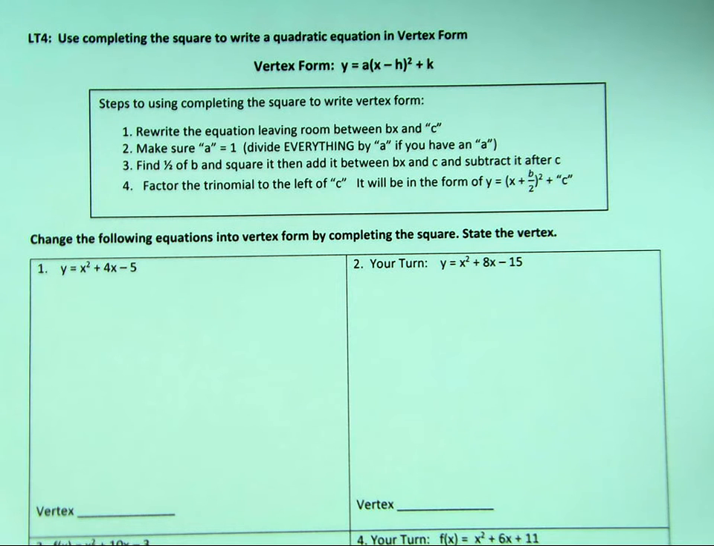Today we're going to take a quadratic equation in standard form and change it to vertex form using completing the square. The steps are a little bit different than when I just complete the square, because I'm not actually solving, I'm not getting x alone, I'm just trying to change our form.